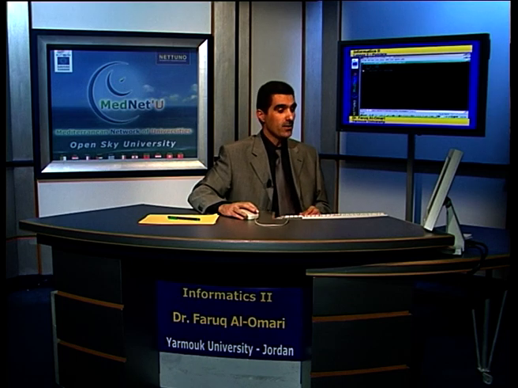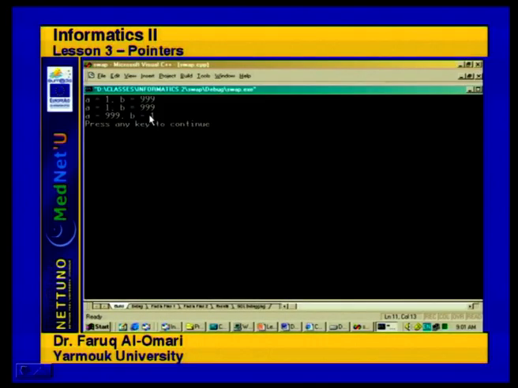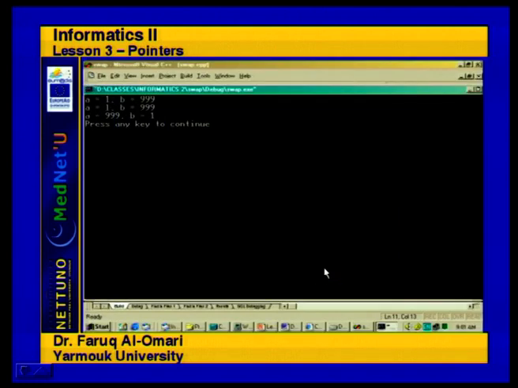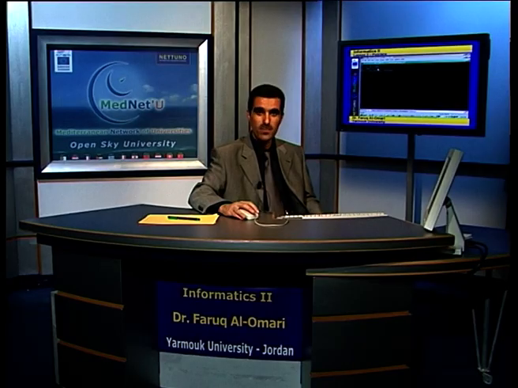But when I look at the third line, which comes right after the good swap calling statement, in which I pass the addresses of a and b, like pointers to a and b, see what I got? It's exactly what I want. a is 999 and b is 1. So the task has been completed the way I like it.